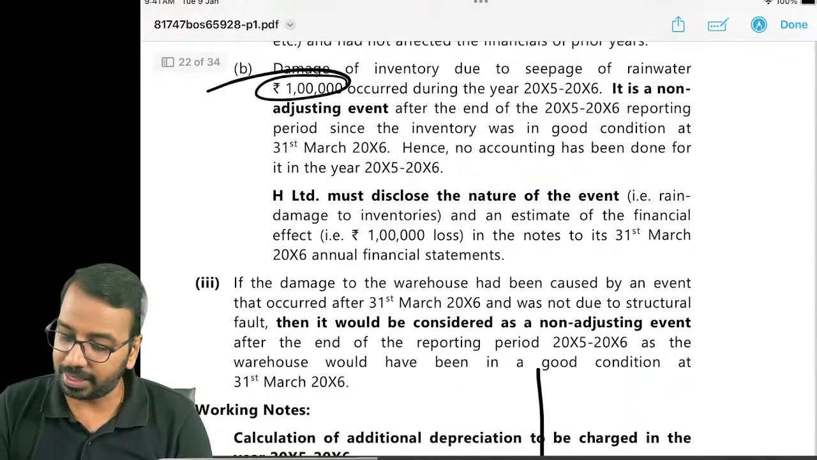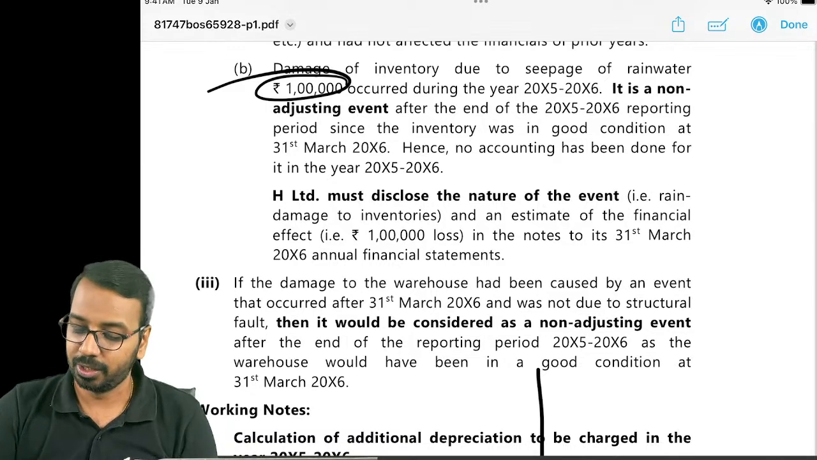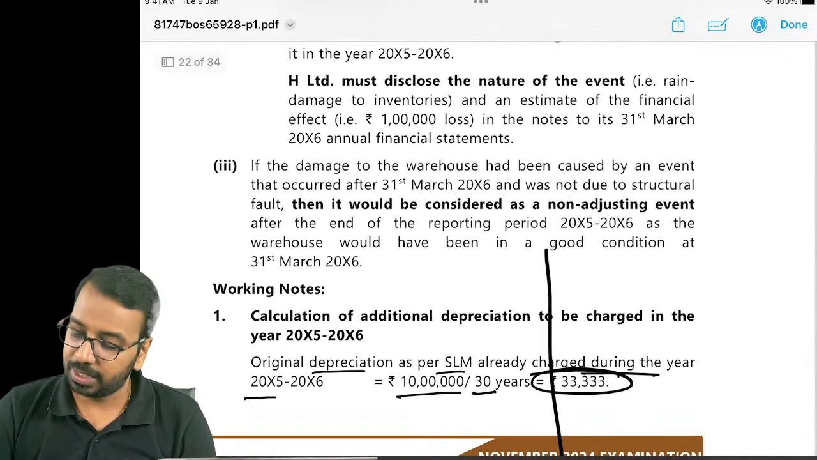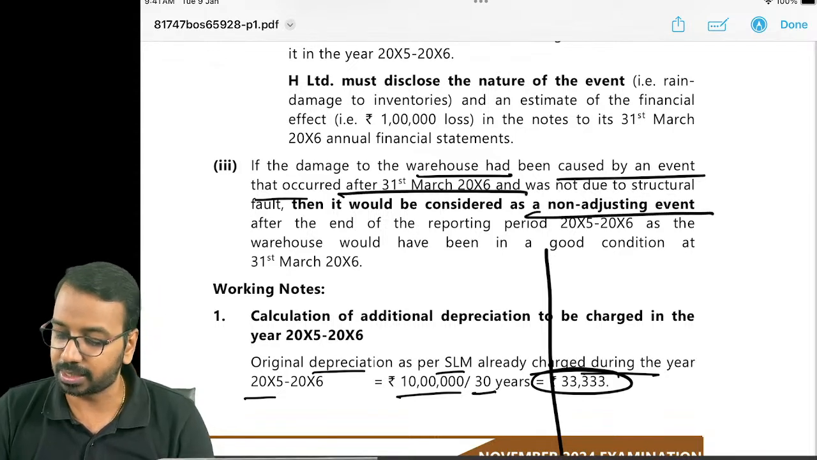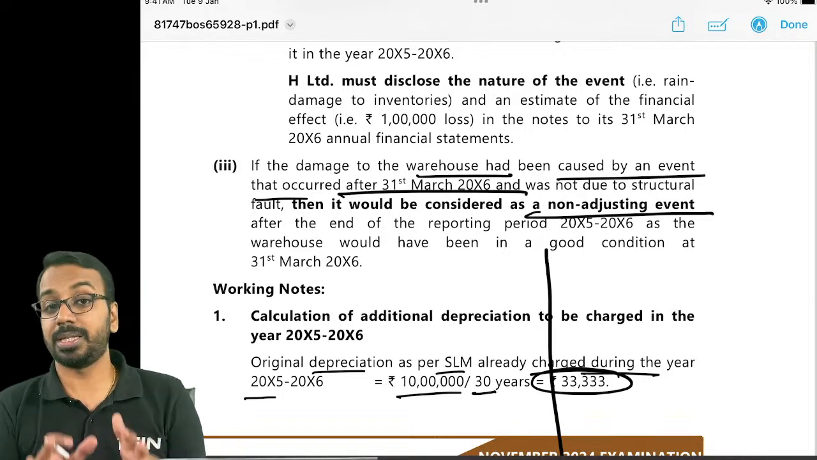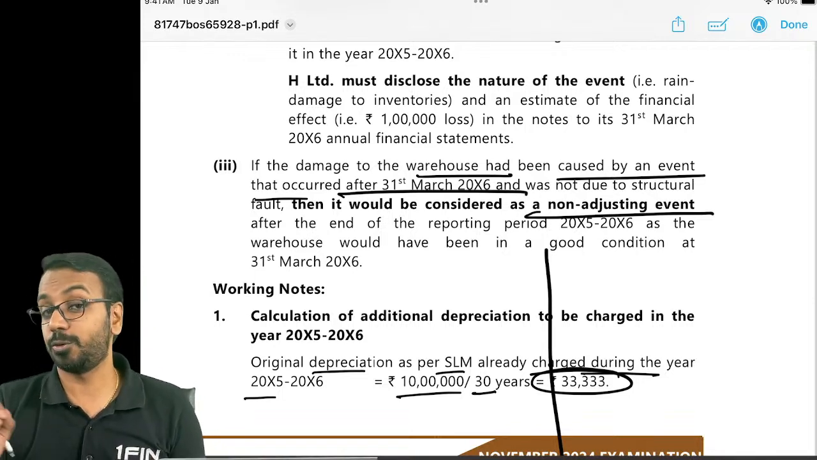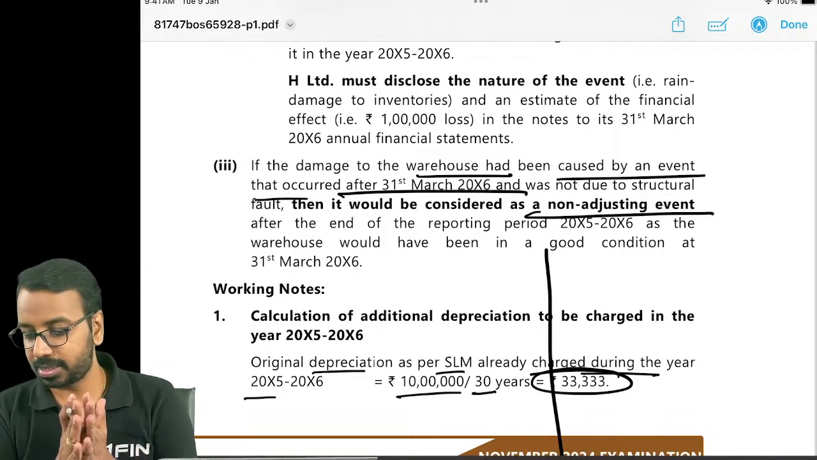Second, inventory damage is not an adjusting event because damage happened after the financial year end. So this will be a non-adjusting event. If the damage to the warehouse had been caused by an event occurring after 31st March, it would be considered a non-adjusting event. Okay. So you have to present it appropriately, and be slightly careful with the calculations. I hope you have been able to understand this.